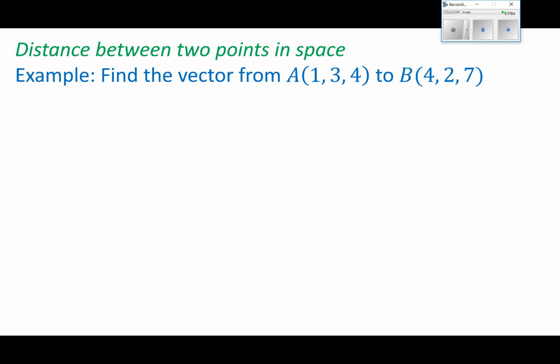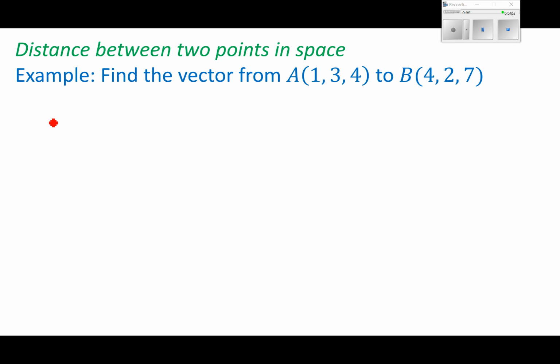So class, this will be the last video for section 12.1. Now let's look at the distance between 2 points in space. For example, if we want to find the vector from A, which is (1, 3, 4), to B, which is (4, 2, 7), let's first write them as position vectors.